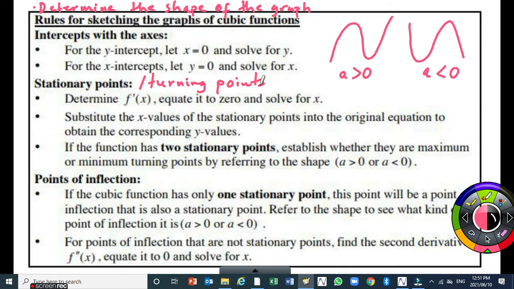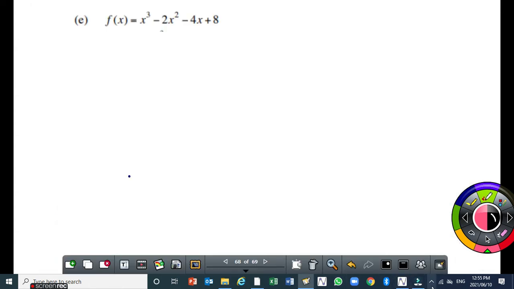Then the last thing, determine the point of inflection. To find the point of inflection, find the second derivative, equate it to 0, solve for x. That x value, you substitute it into the original cubic function. Then you'll be ready to sketch. So that's what we are going to be doing in the next few minutes. This whole lesson is on that. So I'm going to follow that procedure.